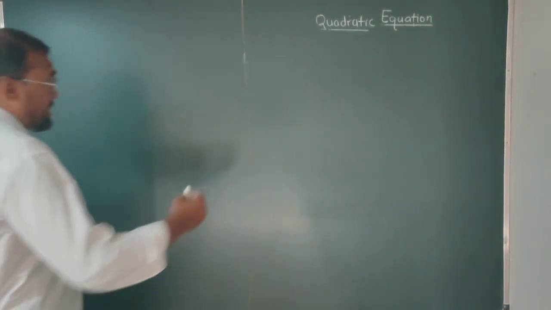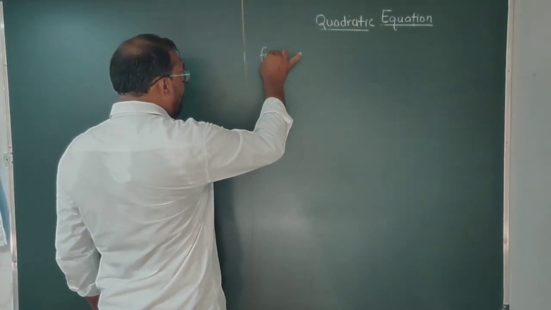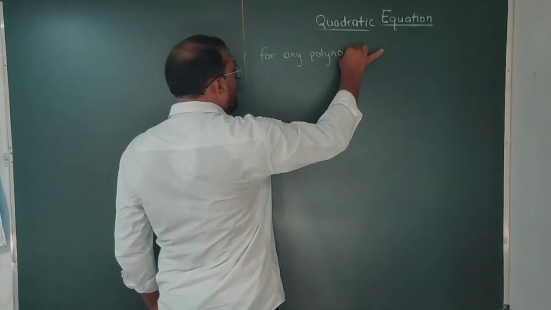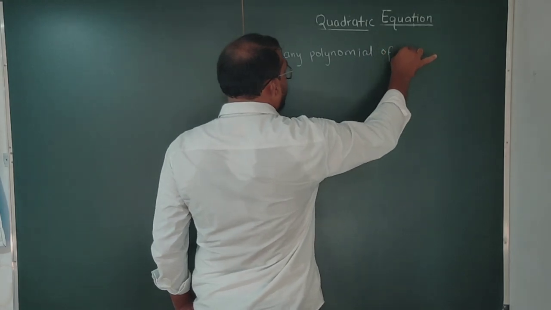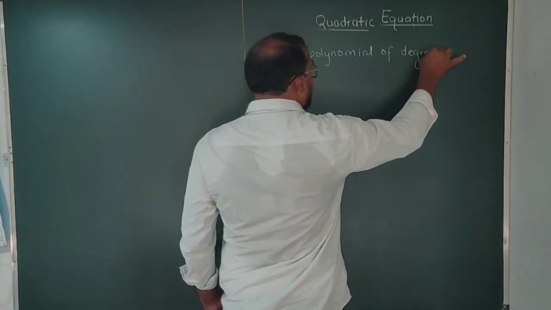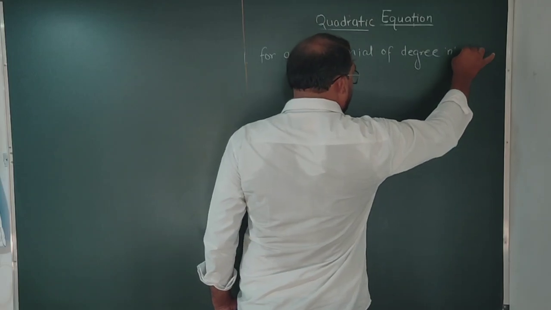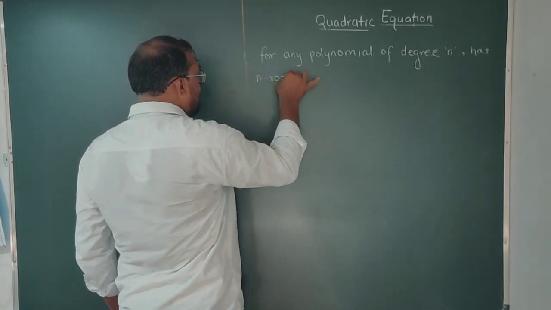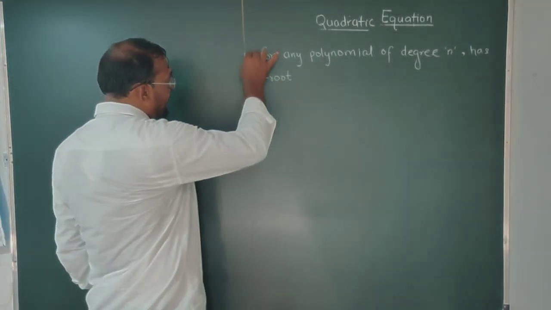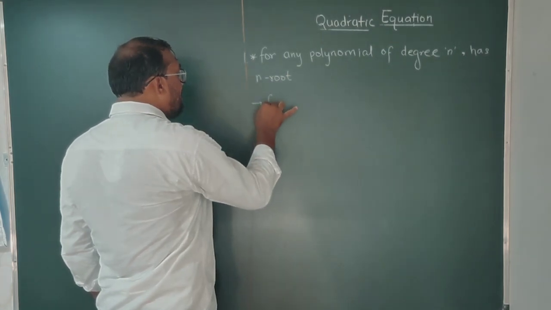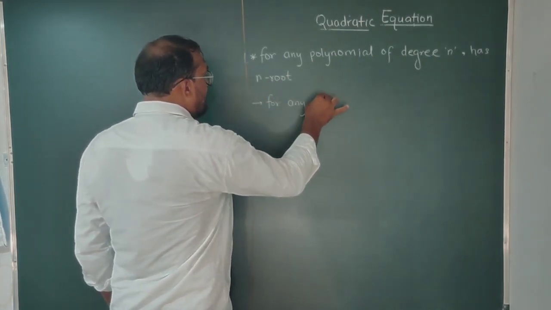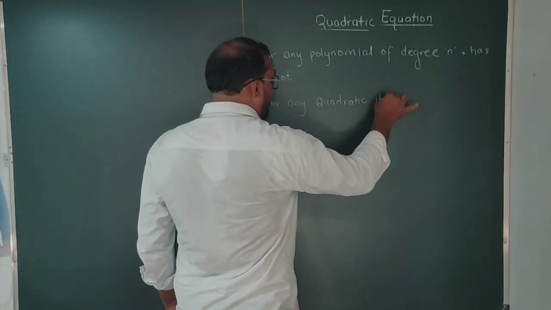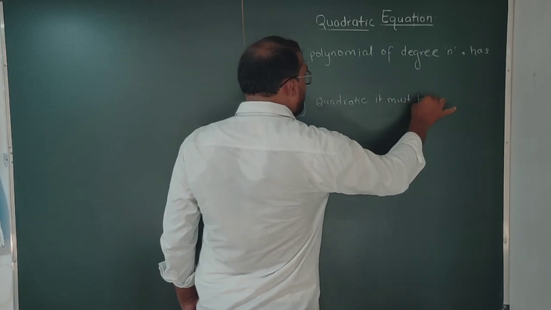Now another thing I would like to discuss is that any polynomial of degree n has n roots. I am only talking about roots, whether they are real or imaginary, I am not saying. If it has degree n, then it has n roots. So therefore, any quadratic must have two roots.